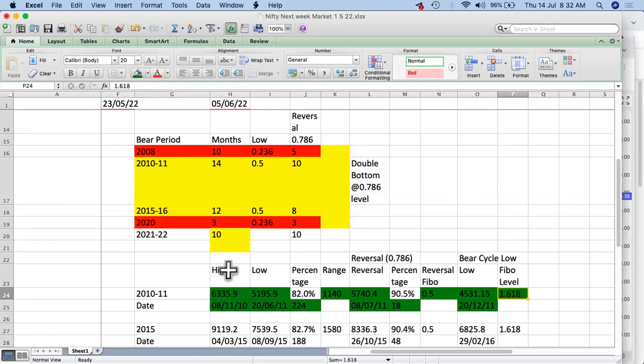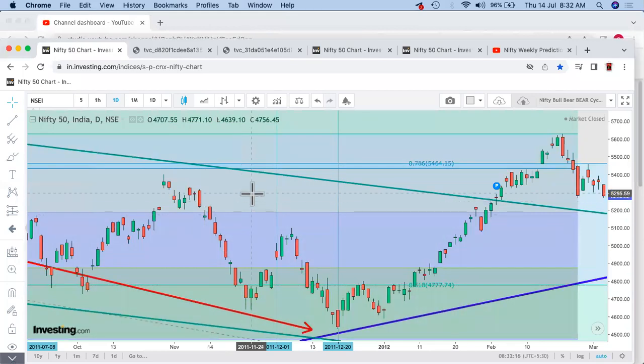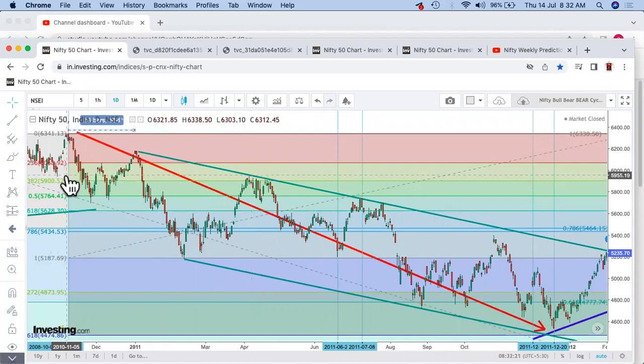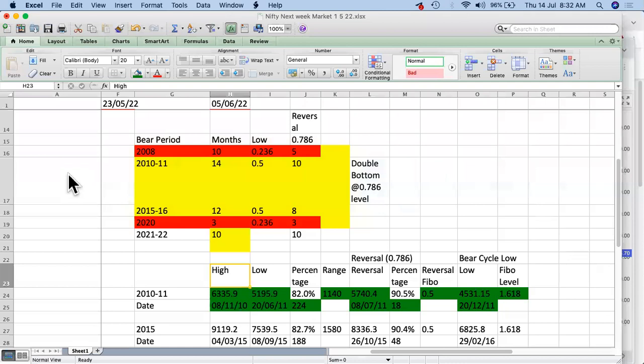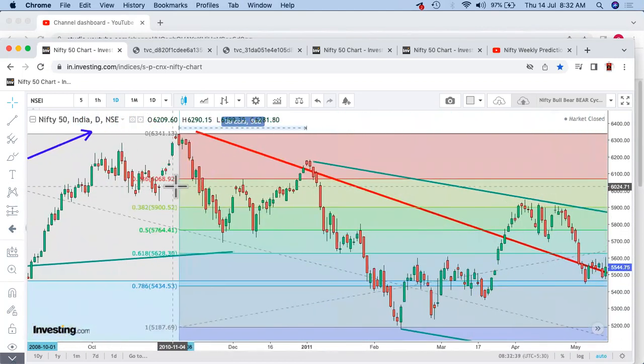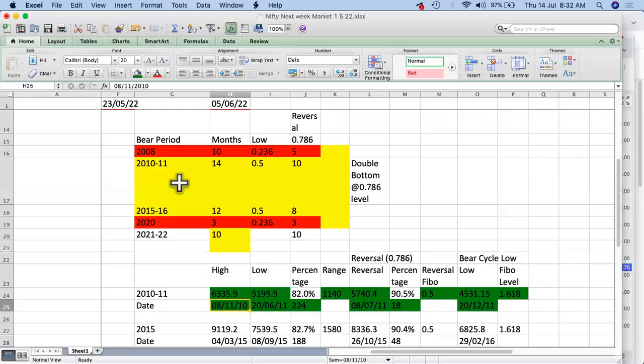What we got is we had a high. Just quickly confirm, because we had that small confusion. So this date which was there and the levels, right? The level is 6335.9. The date was 8th of November 2010, right? 8/11/2010.